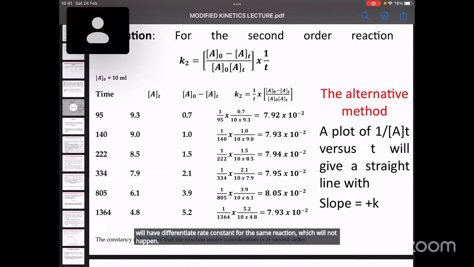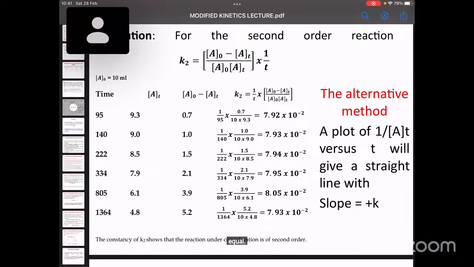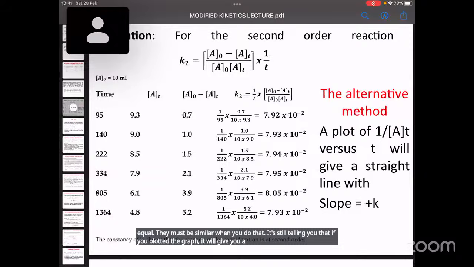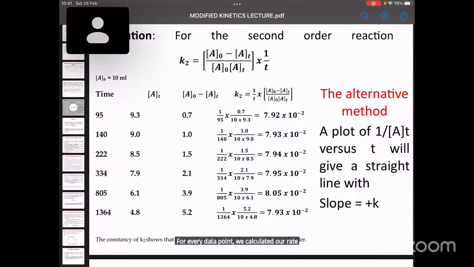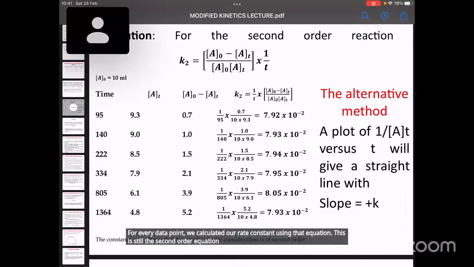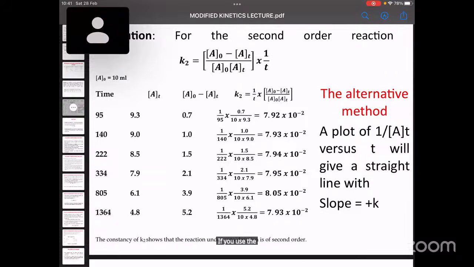Having the same rate constant means that you can take every data point and calculate the rate constant for it. Your rate constants for all the data points must be approximately equal. They must be similar. It's still telling you that if you plotted the graph, it will give you a straight line. And that is what is done here. For every data point, we calculated our rate constant using that equation. This is still the second order equation, but we just made k2 the subject of the formula. When you look at all the rate constants we have, you realize they are approximately the same. That tells you that if you use the graphical method, you still get a straight line.